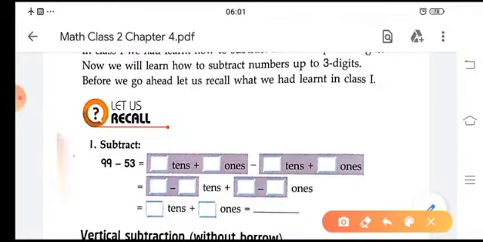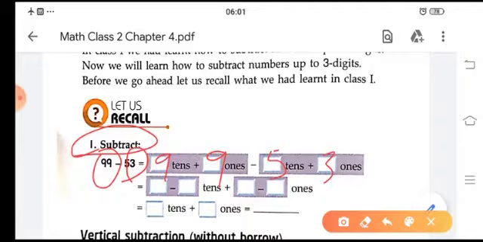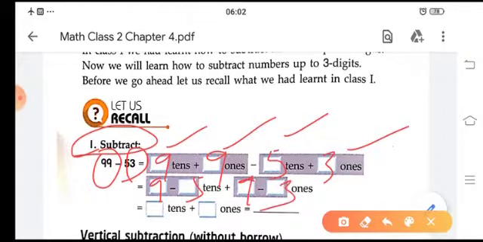So, children, subtraction. First, we'll do subtraction. So, we'll subtract 53 from 99. First we write this in expanded form, in tens and ones form. So, 9 tens and 9 ones. Then 5 tens, 3 ones. Here first we take tens and then ones and ones. So 9 minus 5 and 9 minus 3. 9 minus 5 is 4, and 9 minus 3 is 6. So what will we get over here? 46. So by subtracting 53 from 99, we get 46.